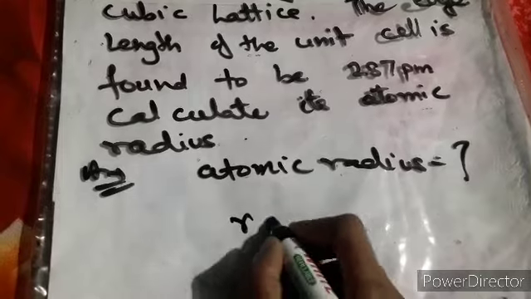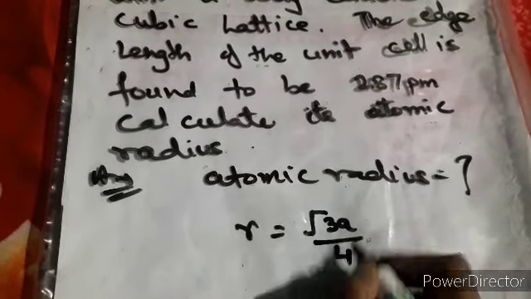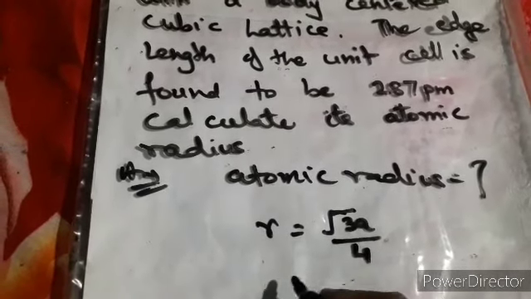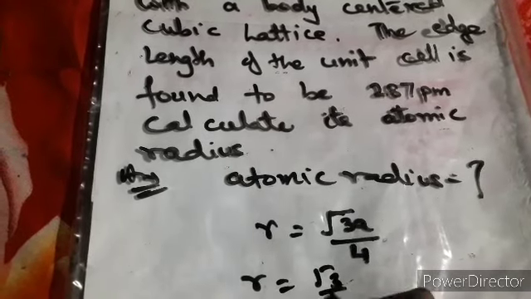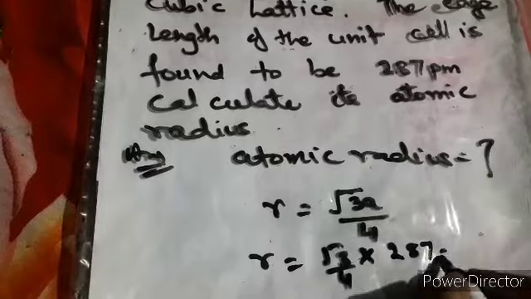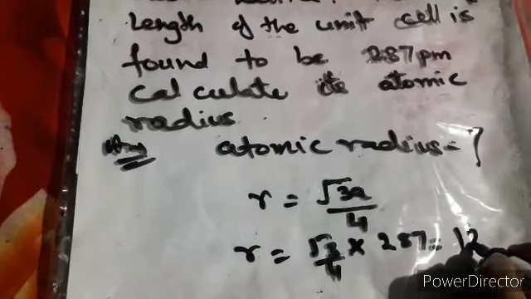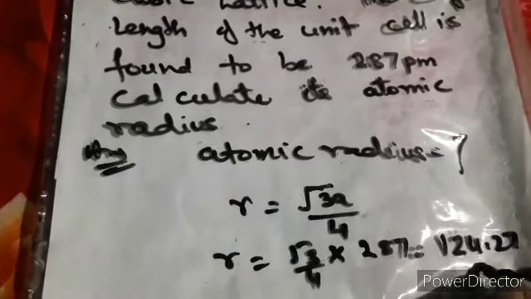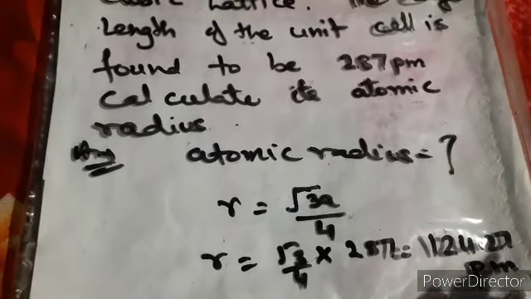Now we have got the formula: radius is equal to root 3 a upon 4. You know the value of root 3, you can see it on the calculator, and the value 287 you will write down. The answer you will get when you put it in the calculator is 124.27 pm. That will be your answer.